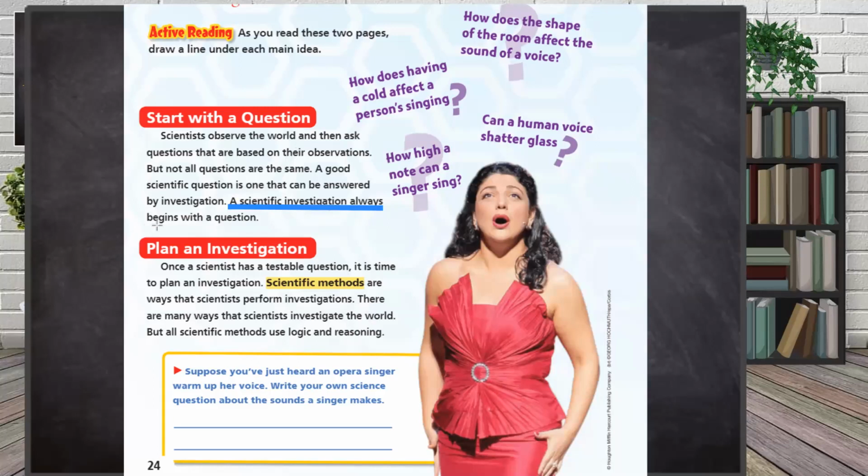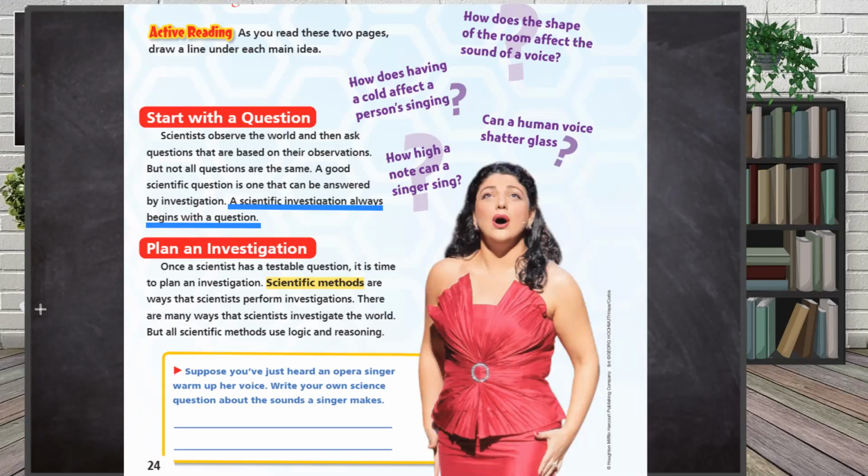Excellent. So the main idea is what? It's the question. A scientific investigation always begins with a question. So this is the most important thing. And good scientific questions are the ones that can be answered with an investigation. Whenever you ask a good scientific question, you have to make experiments about it, or you can use your scientific methods about it. Please, Maria, can you read plan investigation for me?